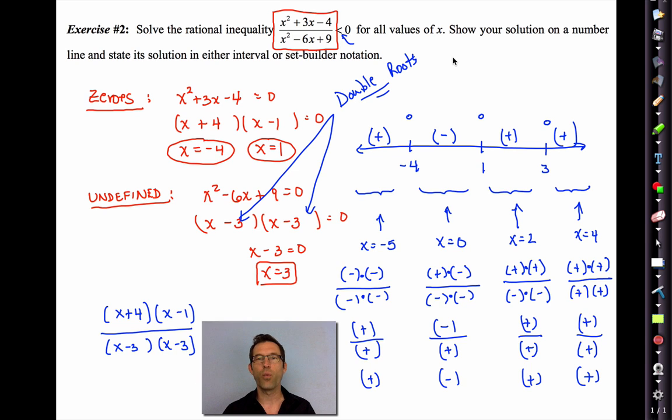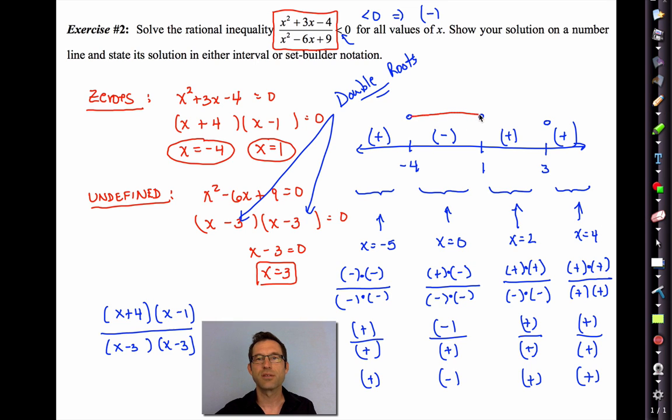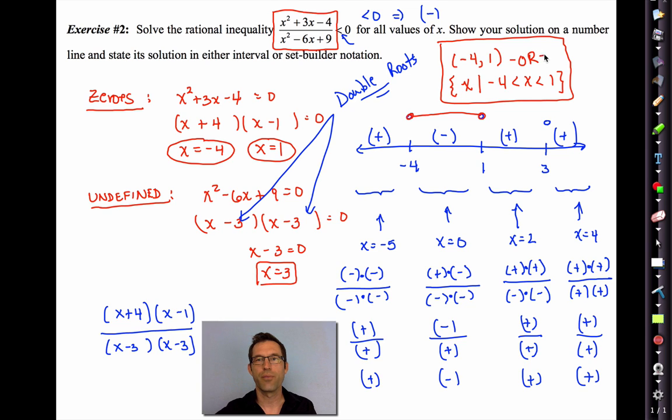Now, after all was said and done, what in the world am I coloring in? I want to color in all values of x that resulted in this being less than 0. In other words, that resulted in it being negative. So I'm going to do that in red. Here's my solution set. Everything from negative 4 to positive 1. So there's my graph of it. In interval notation, it would look like this, negative 4 to 1. And in set builder notation, it would look like this. Whichever you like better. So let me put an or there because you don't need them both.